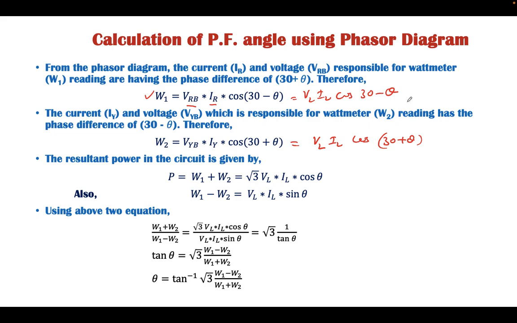Now, from these two wattmeter readings, if we add W1 plus W2, then after simplification of the trigonometric functions cos of A minus B and cos of A plus B, it will be root 3 VL IL cos theta. If we subtract W1 and W2, the resultant value will be VL IL sin of theta. From these two equations, considering this as equation 1 and this as equation 2, dividing equation 1 by 2, W1 plus W2 upon W1 minus W2 is equal to root 3 VL IL cos theta divided by VL IL sin theta. So on simplification of this function, we can easily find out the value of theta in terms of the readings of the wattmeters.